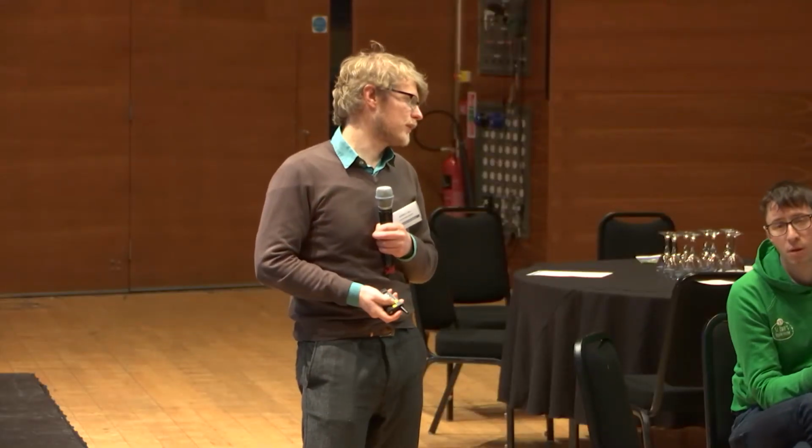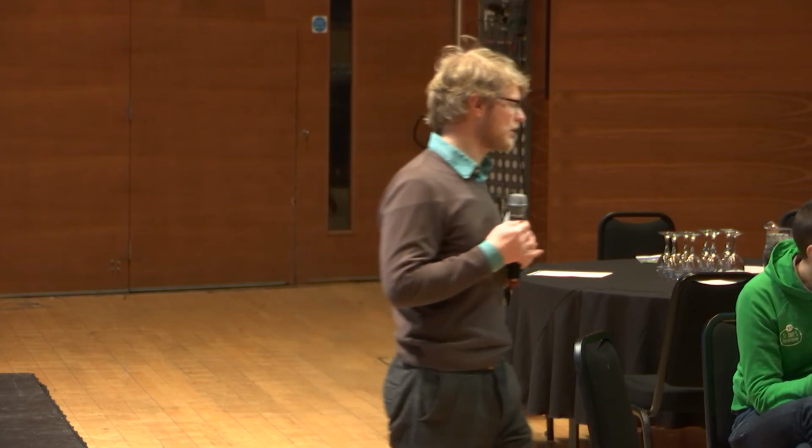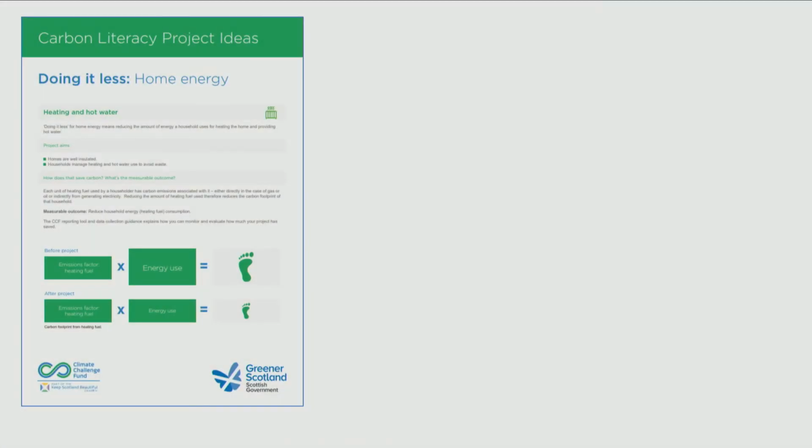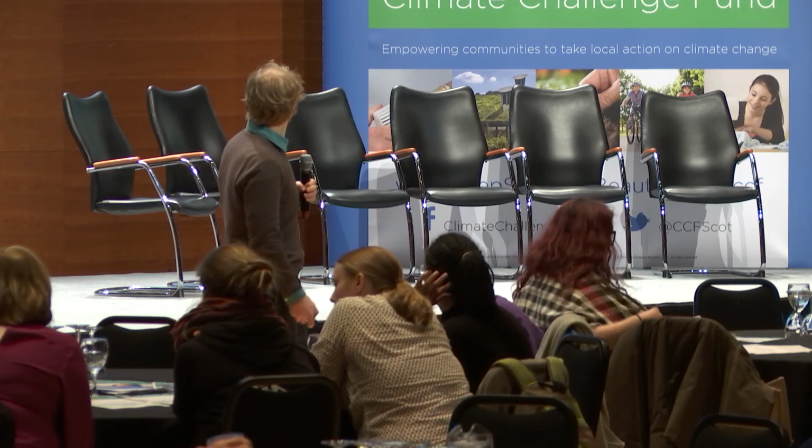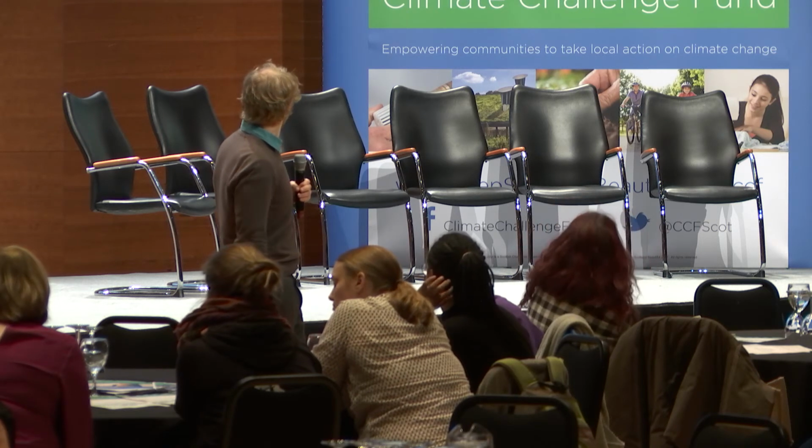So that section is the theory. And then on each of your desks, you should have some single sheets that look a bit like that. And these are project ideas. They're a bit of a template saying what the structure of a carbon reduction project might look like. And they've all got these sections to them.